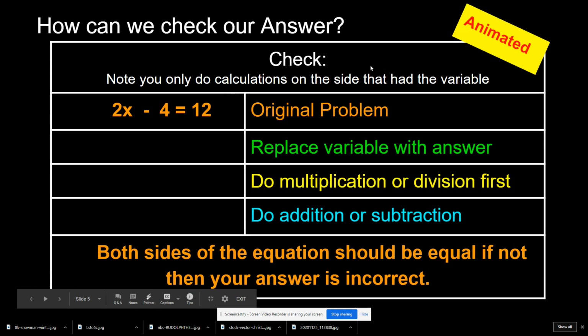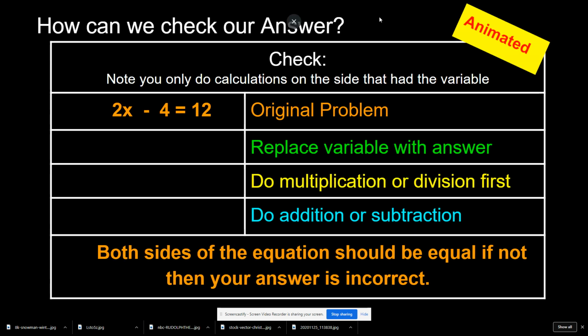How can we check our answer? We check our answer by replacing the variable with the answer. This time we're not doing things to both sides. We are only working on the side that has the variable. Only that side will change. It will always be equals 12 for this part.